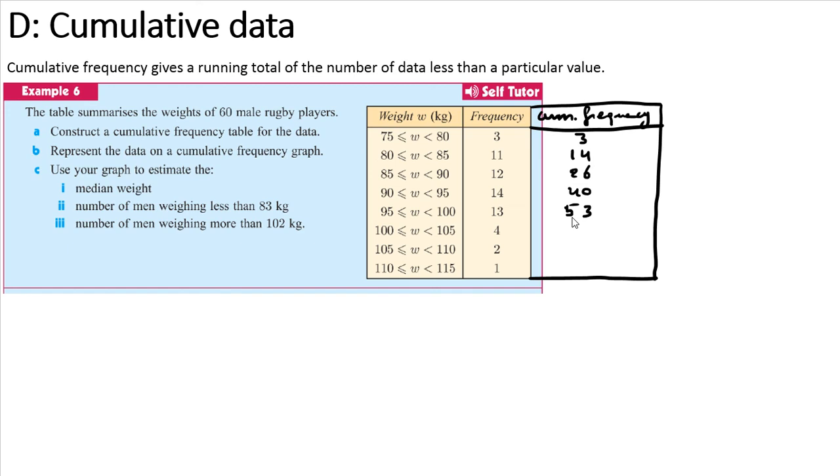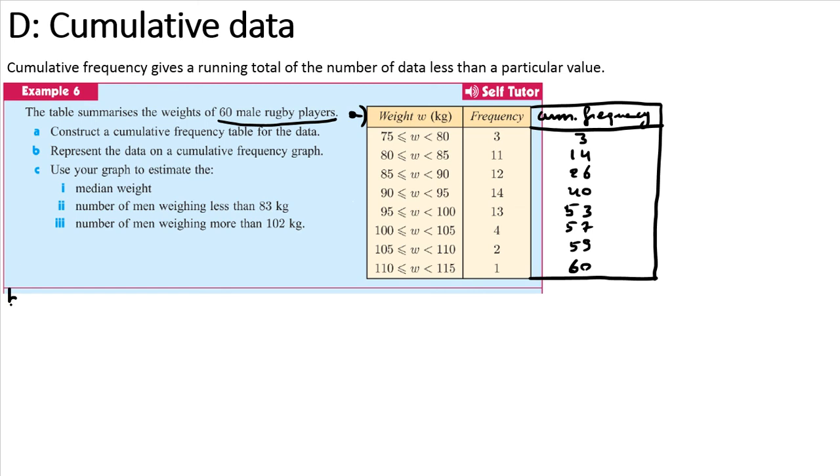And then here it's 53 plus 4, 57, 57 plus 2, which is 59, 59 plus 1, which is 60, and it must be equal to 60 because this is the total amount of male rugby players that we have. And here we said we have in total 60 male rugby players. So this is the answer to part A.